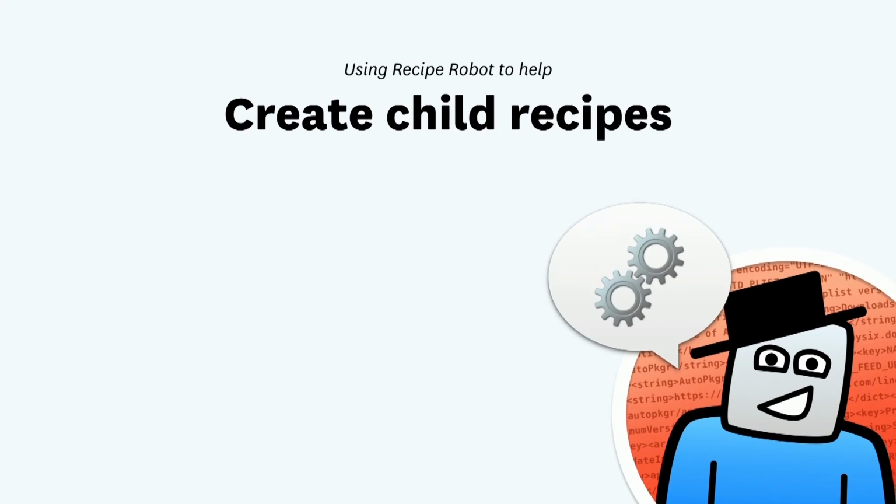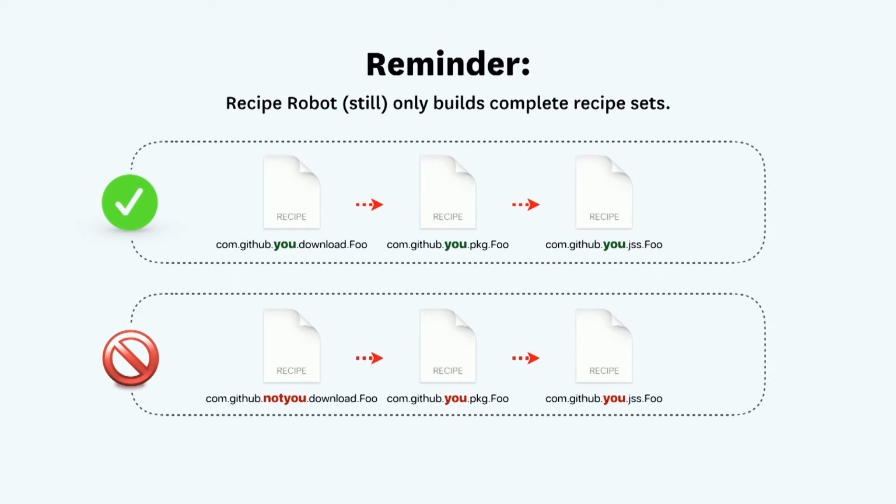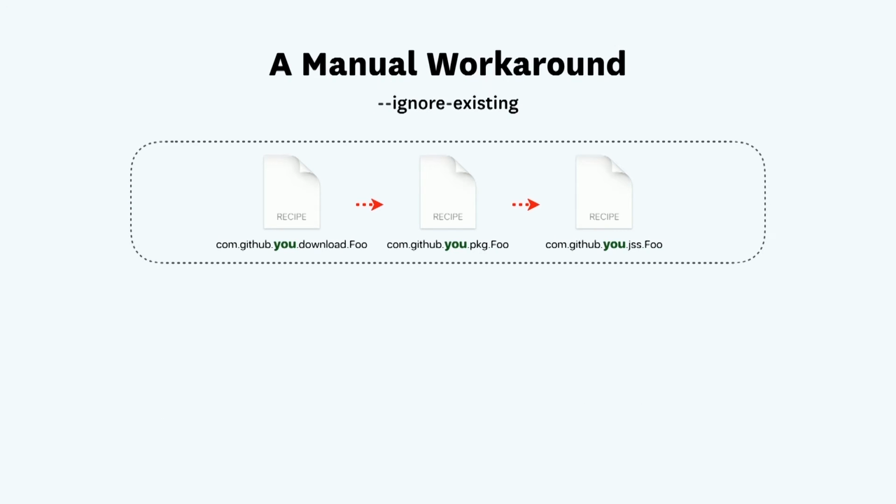You know, Recipe Robot only creates total recipe sets. It can't build recipes based on existing recipes that are out there. However, we can work around that by using ignore existing and building the whole set, which will build whatever recipes you want. Say you want a JSS recipe, for example, and there's only a download, a package, and a munki recipe. You can have Recipe Robot build the whole set of download, package, and JSS recipe, and then we can switch the recipe that it's using as the parent recipe to the existing one.